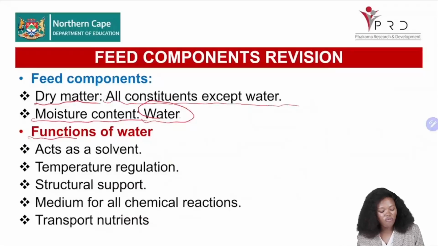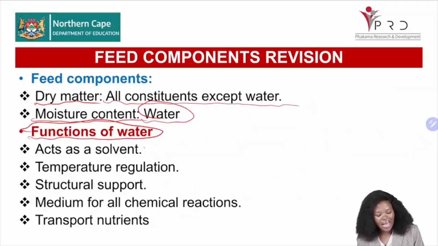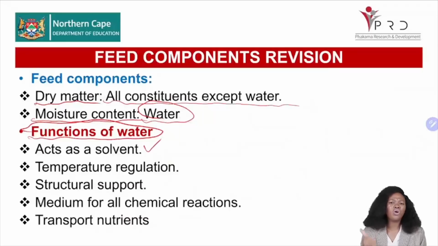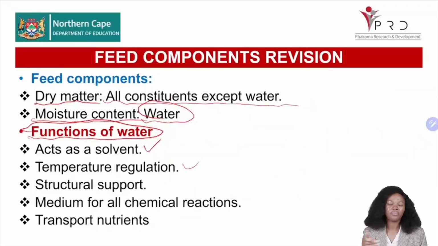Now, the functions of water under animal nutrition. During digestion, the breaking down of food, firstly, water acts as a solvent. It moistens and softens. It lubricates. Another one, it is responsible for temperature regulation. It regulates the temperature, or you can say it maintains the temperature, right?